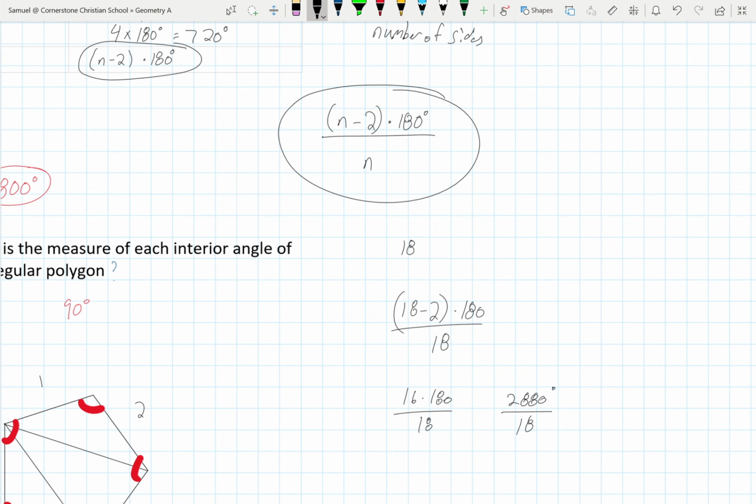And so this is actually giving me two pieces of information. The 2,880 degrees is the total interior sum of all the angles of an 18-sided figure. If it's a regular polygon, I'm going to divide that number by 18 and find that each angle of an 18-sided figure is 160 degrees.